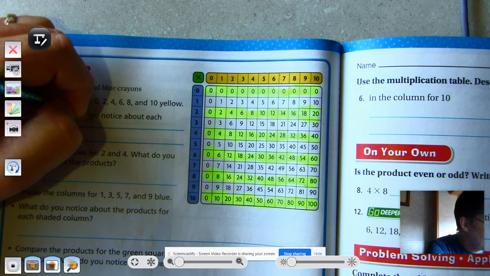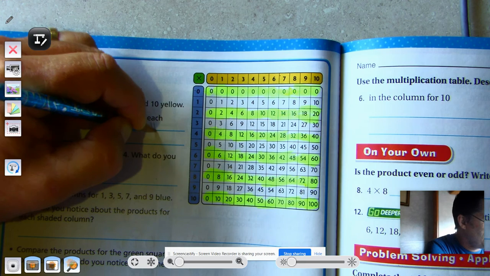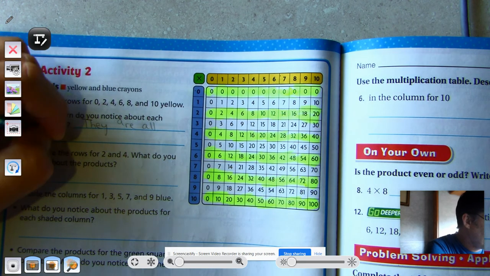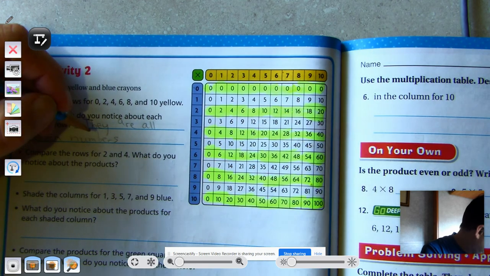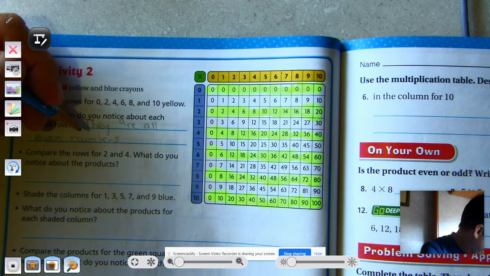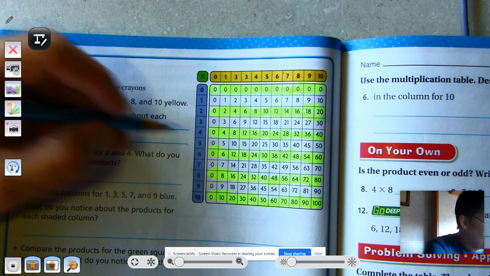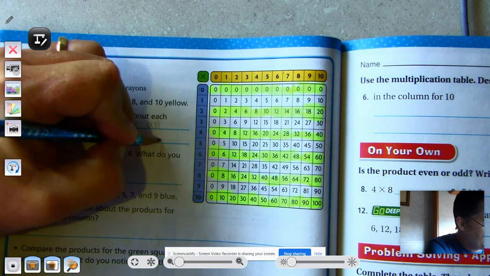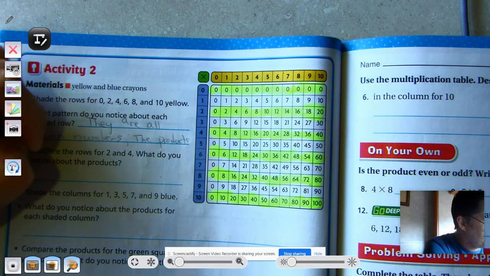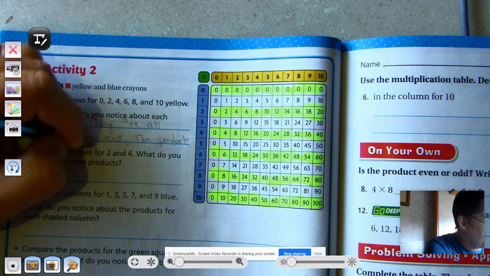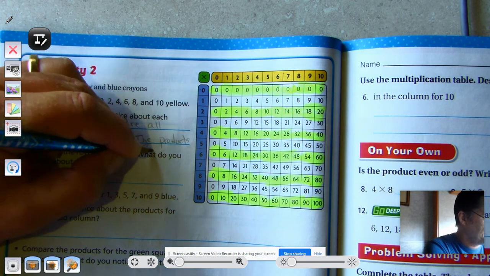Well, they're all even numbers. The products all end in 0, 2, 4, 6, or 8.